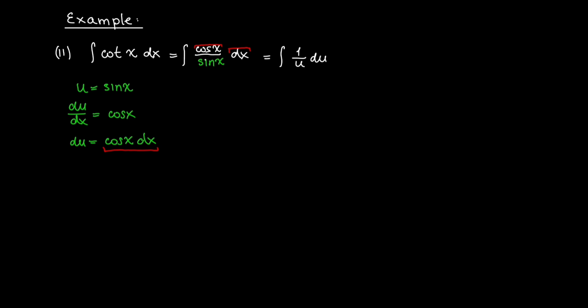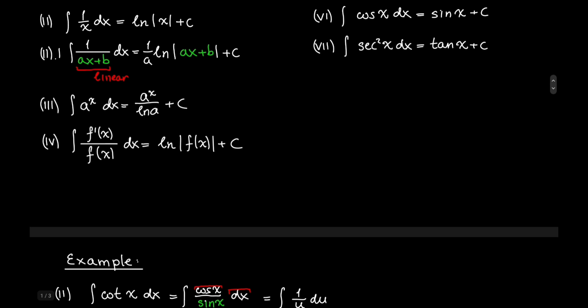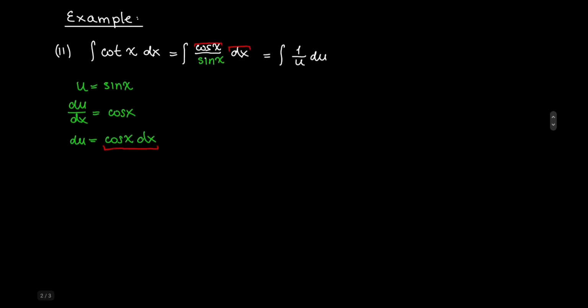And now this integral can be computed by inspection, because we know that when we have the integral of 1 over u, or 1 over x, the integral is going to be the natural log of x. In this case, it is going to be the natural log of u and plus c. And of course, for the final answer, all we have to do is plug u back in. So u was originally sine of x, so that's exactly what we write. And our final answer is the natural log of sine x plus c.